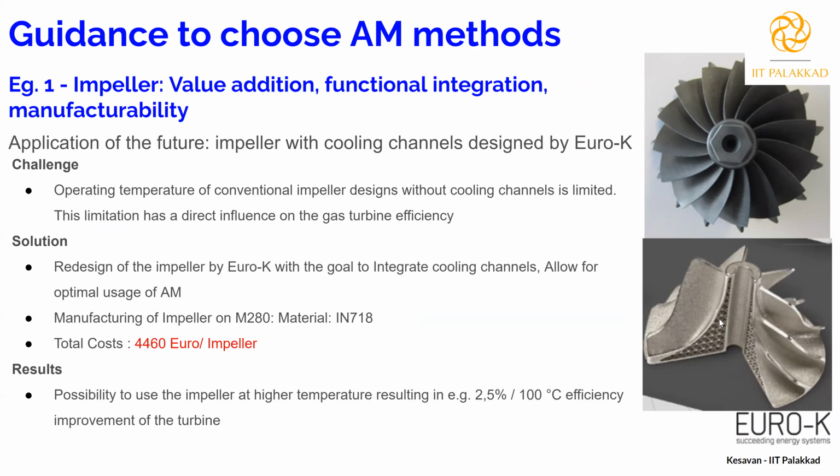That is because, you see here, there are some cooling channels. You design cooling channels and introduce them into the component. Because of the new design, they achieved about a 2.5% increase in efficiency for every 100 degrees Celsius. That's a great achievement. In this case, you can definitely switch from conventional to additive manufacturing, because there is a case here. The efficiency has increased considerably. This is one such example.